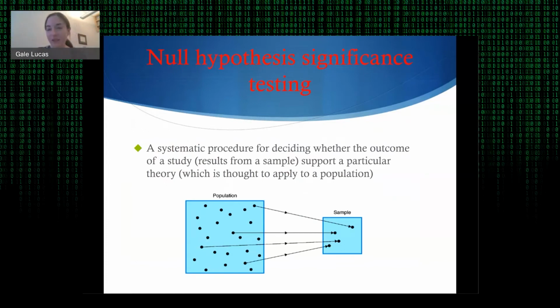So null hypothesis significance testing, in formal terms, is the scientific method of deciding when an outcome of a study, results from a sample, support a particular theory or not. If we had the entire population, we wouldn't need to do this. We would know the answer. But we take a sample because we very rarely, if ever, have all the data from the entire population. So we take a sample and we use statistical approaches to analyze the data, and then we draw conclusions about the larger population from that sample.